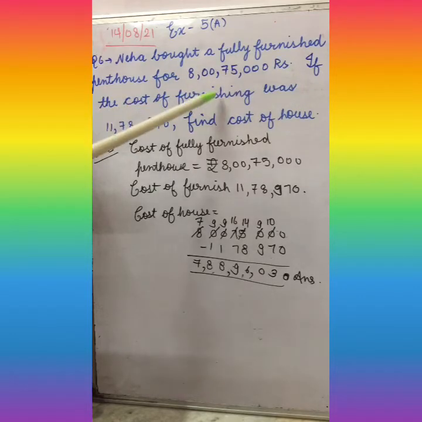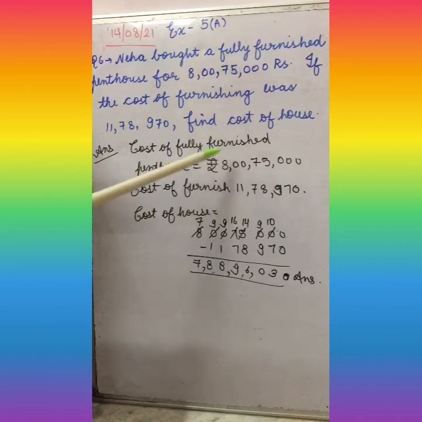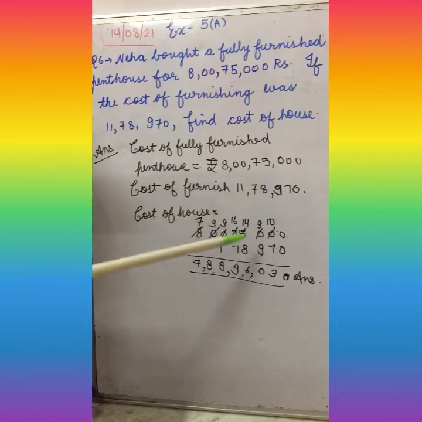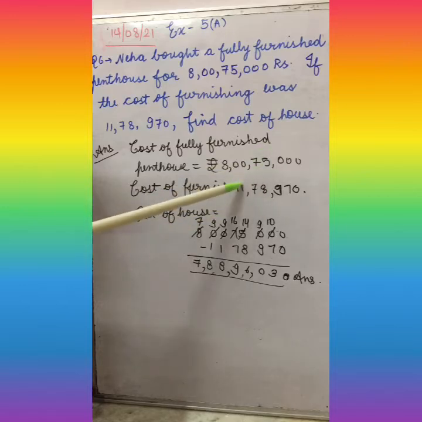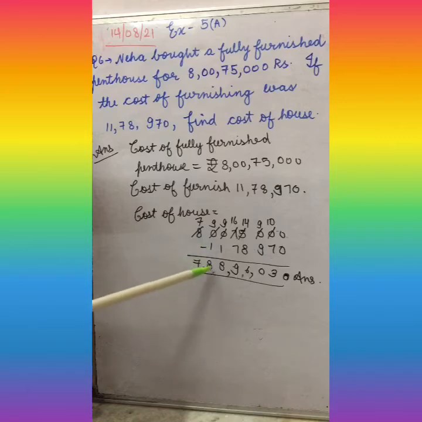Question number 7. Neha bought a fully furnished penthouse for 8 crore 75,000. If the cost of furnishing was 11,78,970, find the cost of house. Here, first we will write the total cost that was accounting for 8 crore 75,000. After that, we write the cost for furnish, that is 11,78,970. After that, for calculating the cost of house, we will subtract this subtrahend from the minuend, which will give our answer, that is 7 crore 88 lakh 96,030 rupees.